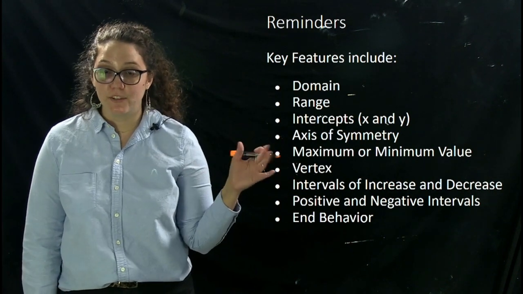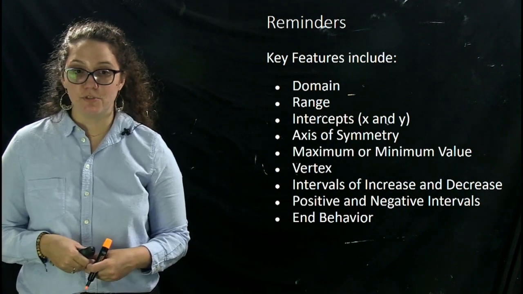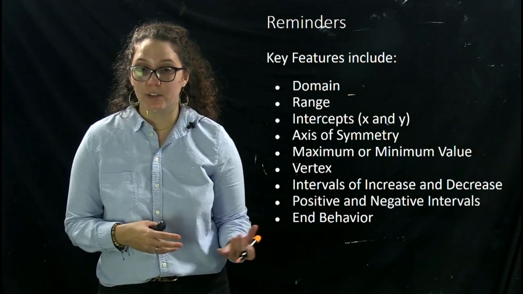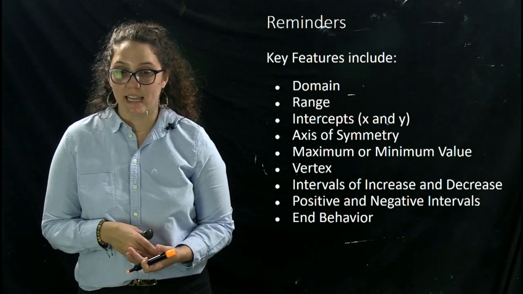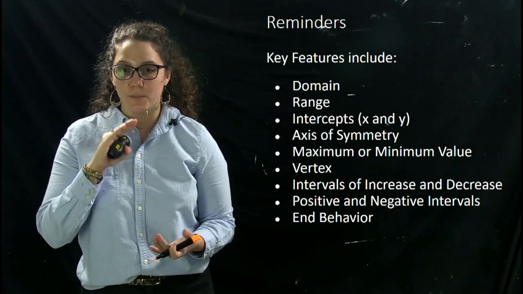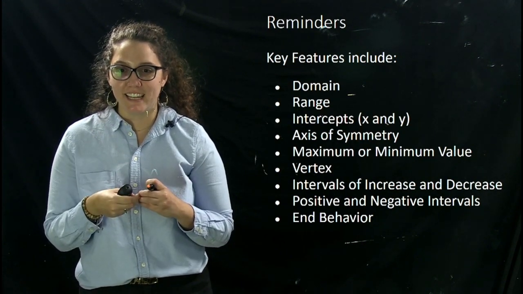Remember that your key features include domain, range, both x and y-intercepts, the axis of symmetry, a maximum or minimum value, your vertex, your intervals of increase and decrease, your positive and negative intervals, and end behavior. Make sure that you are familiar with how to find the key features individually and how they relate to each other.